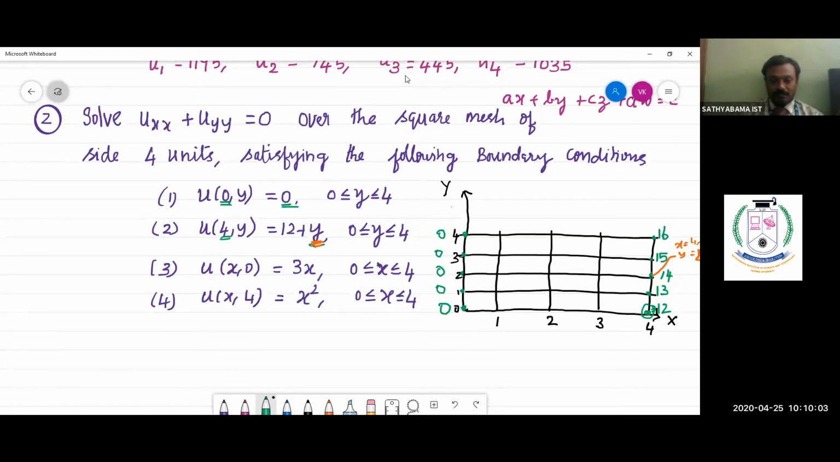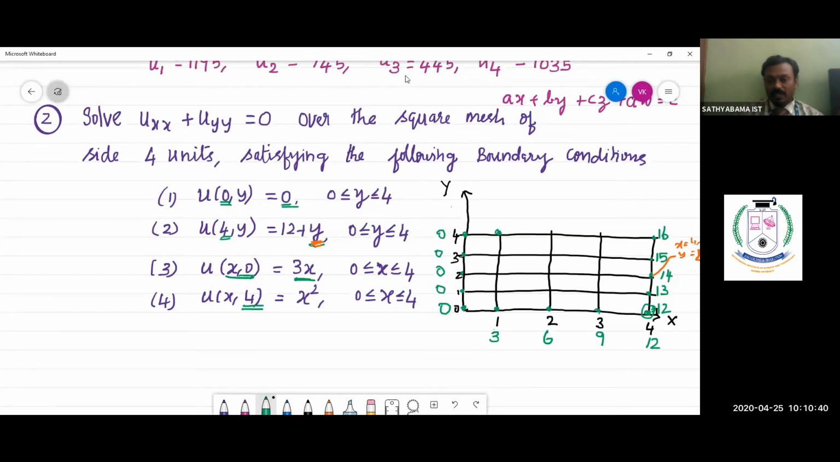Now, the next boundary condition. When y equal to 0, the boundary values are 3x. These are the points where we get y equal to 0. So here y equal to 0, x is equal to 1, so 3 into 1, 3. X is equal to 2, so 3 into 2, 6. X is equal to 3, 3 into 3, 9. X is equal to 4, 3 into 4, 12.